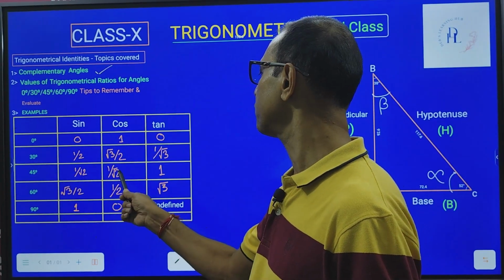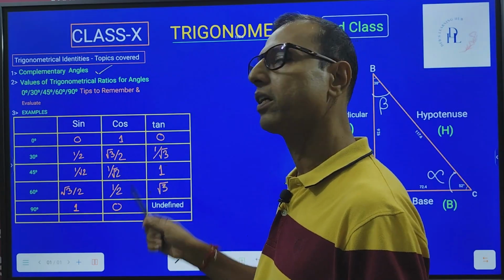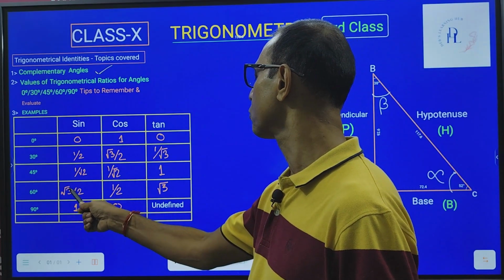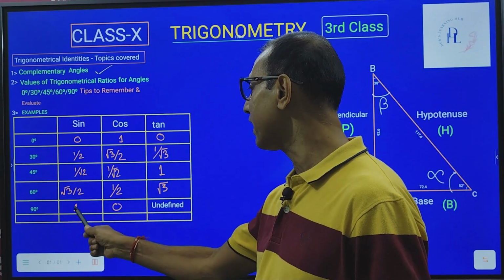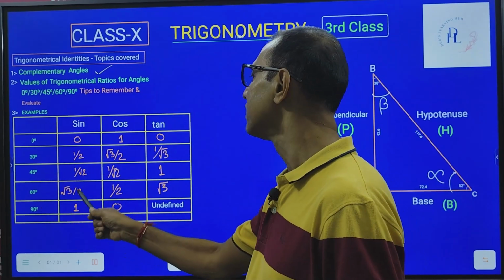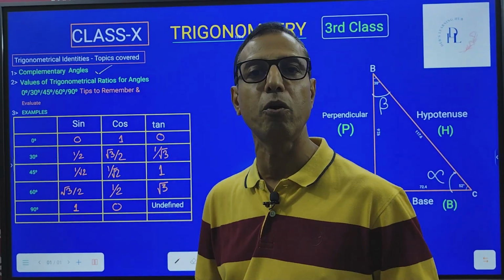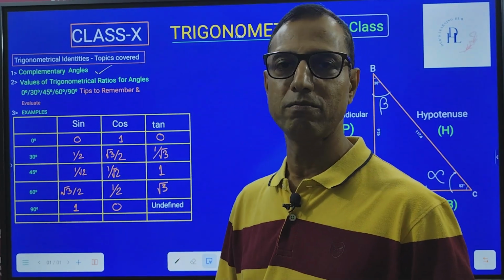Sine 45 by cos 45 equals tan 45, so 1 by root 2 by 1 by root 2, that is equal to 1. Sine 60 by cos 60 is tan 60, so root 3 by 2 by half, that is equal to root 3. Whereas sine 90 by cos 90 is tan 90, sine 90 is 1, cos 90 is 0. So when there is 0 in the denominator, the number is undefined. Therefore tan 90 is undefined.